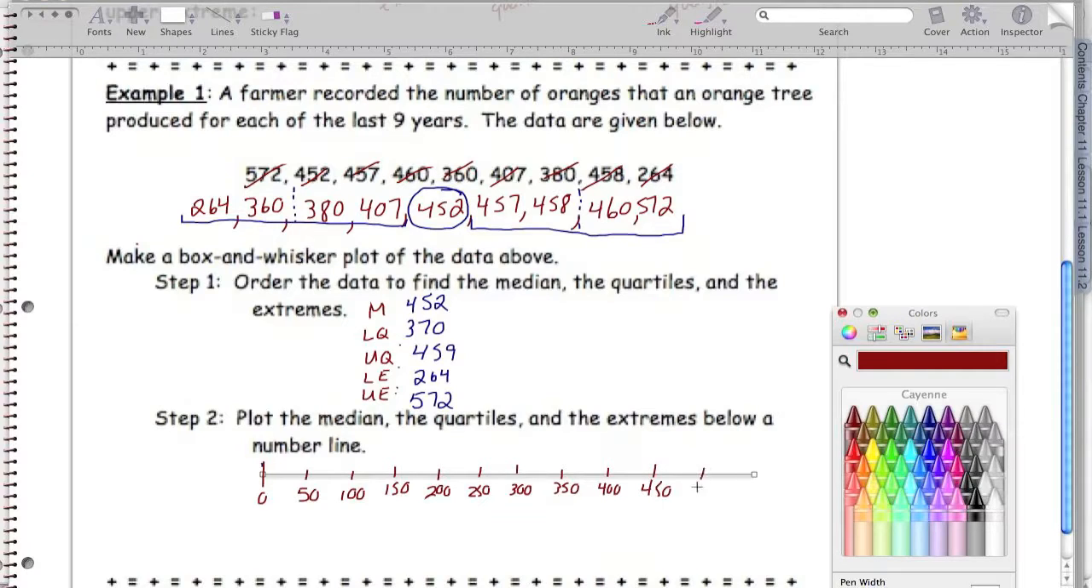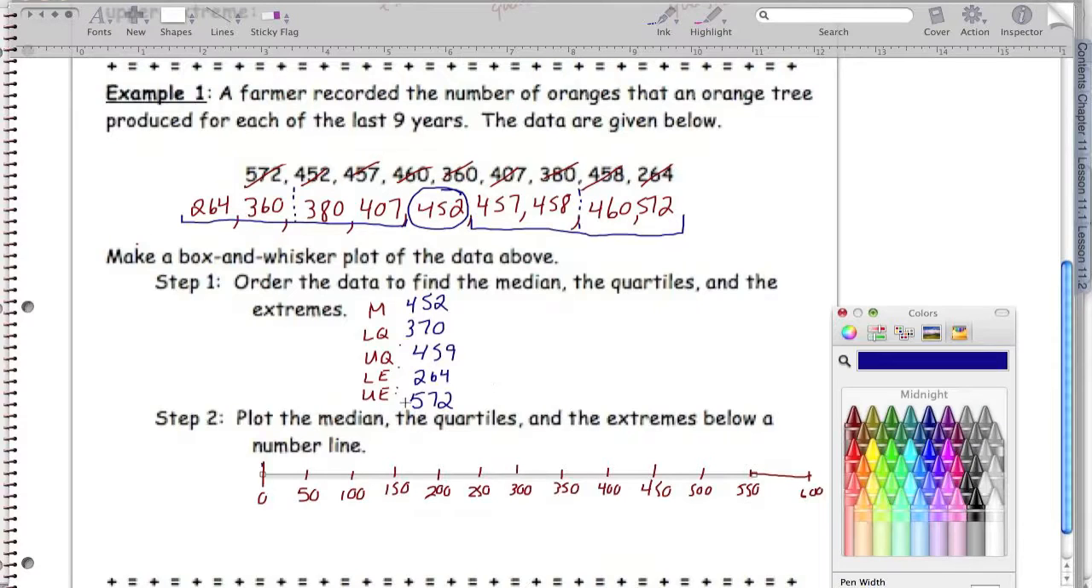Alrighty, now that we have this here, you know what? I'm going to have to extend that line just a little bit. Okay, now we have our number line, and it says to plot the median, the quartiles, and the extremes below a number line. So we're going to use this number line to base things off of, to make sure that they are equivalent, so we're not jumping too many extremes.